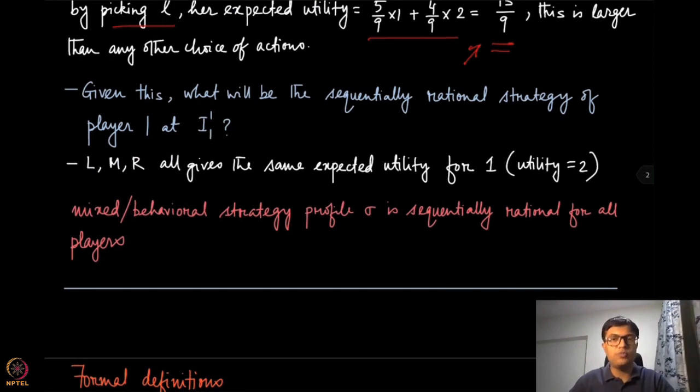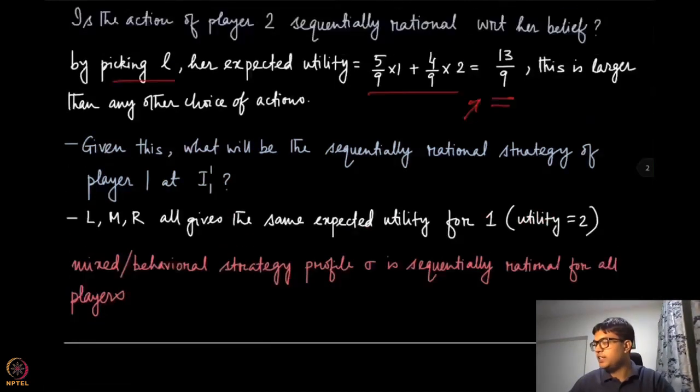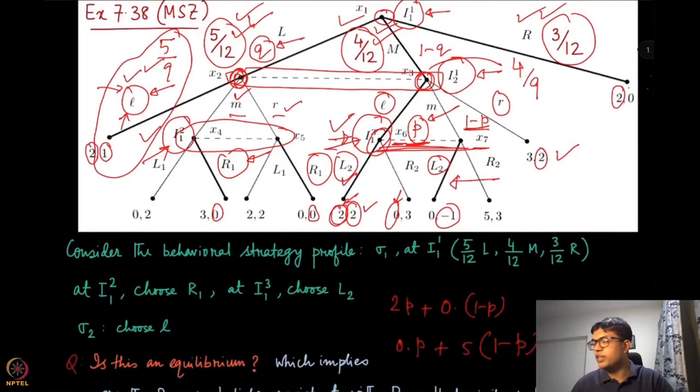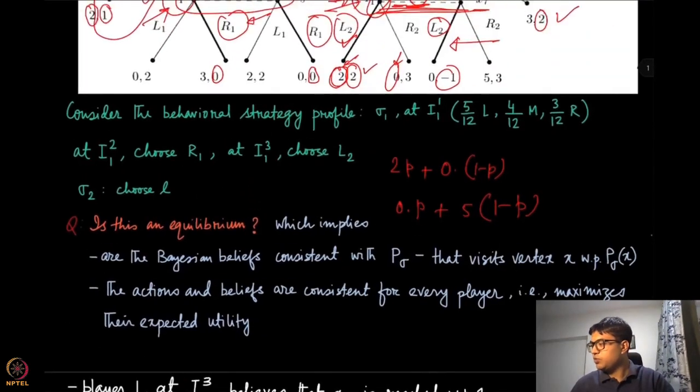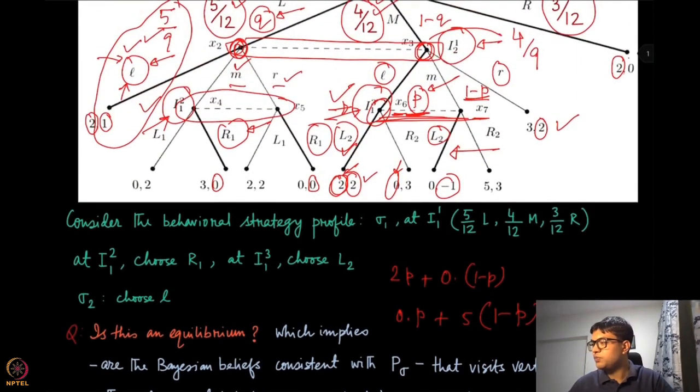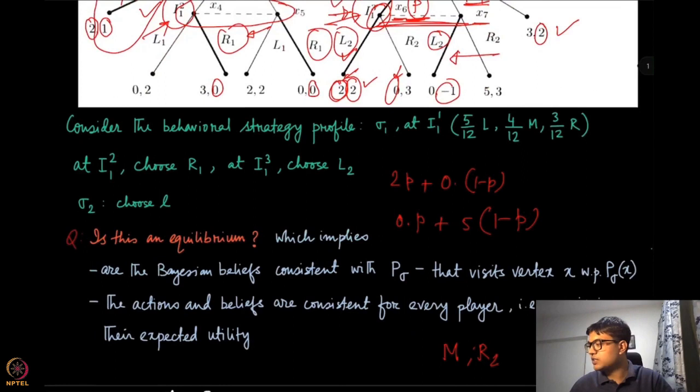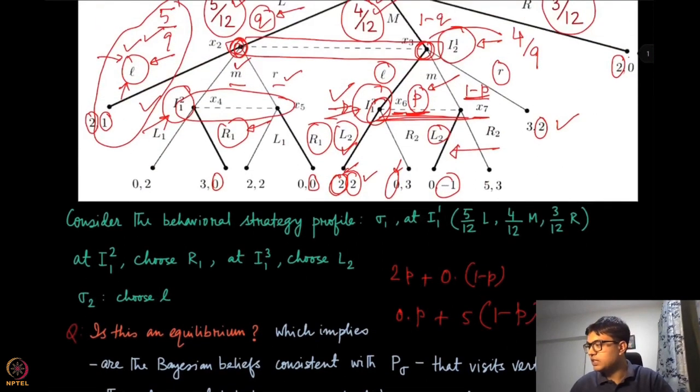However, there could be more equilibrium points, and in particular, you can take a look at the same graph and try to find out if there exists some other kind of equilibrium. So let me give you one small exercise. You can see whether M by player 1, so M comma MR2, is one strategy. This is a pure strategy, so it is playing M in the first round, R3 in the last round.